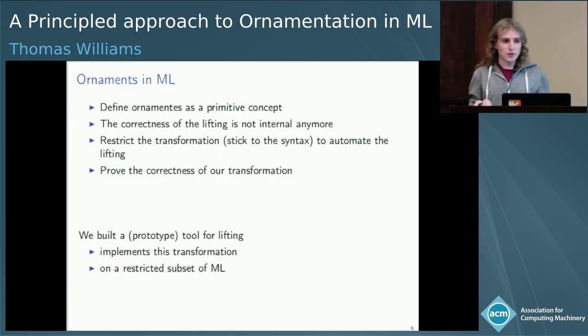We want to do program transformation, so what we'll do is that we will restrict the transformation to stick to the syntax. This is quite a reasonable assumption. We don't want to change the functions too much, and if we have this and the coherence property, we can automate the lifting quite a lot. And we prove the correctness of our transformation. Based on this process and this proof, we built a prototype tool for lifting functions that works on a restricted subset of ML. I'll give an example.